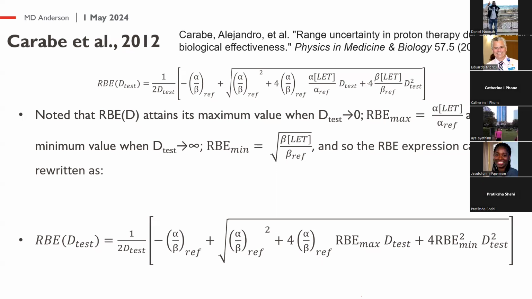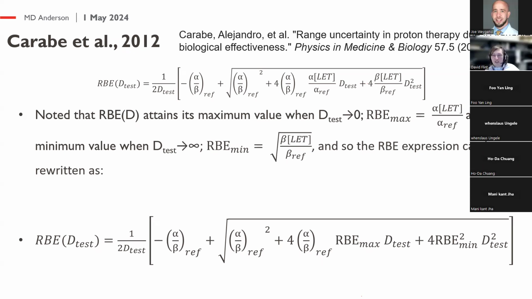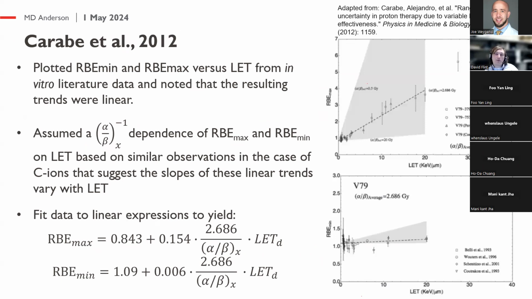So the first model I'll discuss is by Carabe et al. The important thing they noted in their work was that RBE has a minimum and maximum value, which occur as the dose tends to 0 or to infinity, and that the resulting limits are very closely related to terms in the RBE equation. So we can just rewrite the RBE equation in terms of RBE max and RBE min. Then it's just a matter of characterizing how RBE min and RBE max vary as a function of LET to create an RBE model.